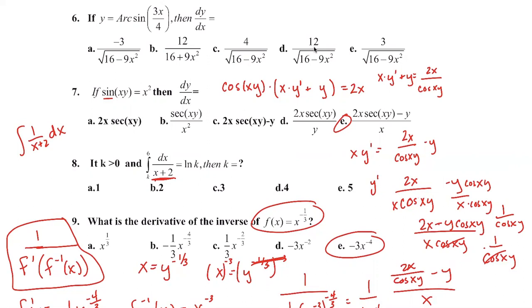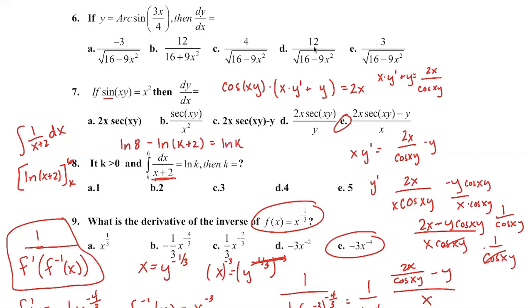So you really would have ln of x plus 2. You're evaluating that between k and 6. So you're really just plugging it in. If you plug in 6, you would have ln of 8 minus the ln of k plus 2. And they're saying that's equal to the ln of k.